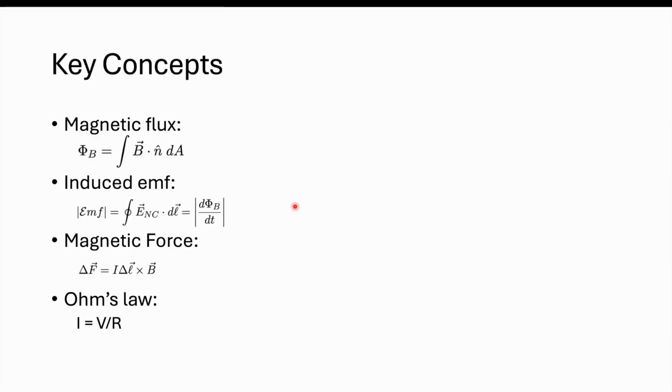So here are the key concepts. We have the magnetic flux, which is the magnetic field going through a certain area, so it's the magnetic field times an area. The induced EMF is the change of magnetic flux over time. The magnetic force can be calculated from the current times the length of the current going through, cross product with the magnetic field created. And to find this current, we can use I equals V over R, V being the EMF and R being the resistance of, for example, the tube or the coil.